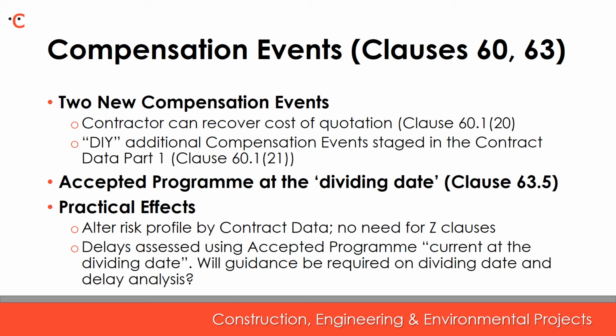This ensures that the employer client does not benefit from requesting numerous quotations for proposed instructions and then failing to accept them all. The second compensation event is a DIY or a do-it-yourself compensation event, and it's in clause 60.1.21. The effect of this is that the parties are able to agree and introduce additional compensation events into Part 1 of the contract data. This is instead of using the Z clauses to incorporate additional ones. Essentially, the client can alter the standard risk profile without using Z clauses.